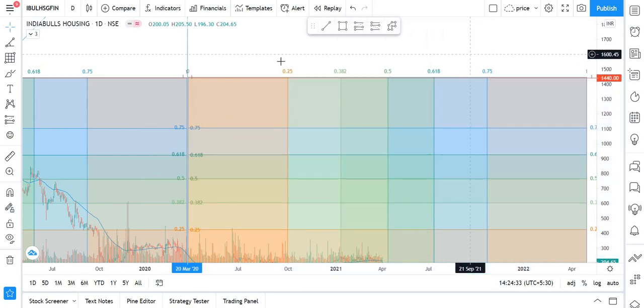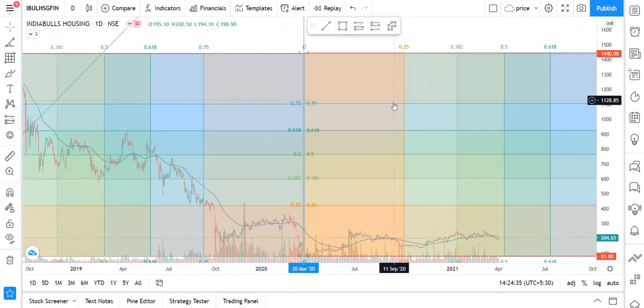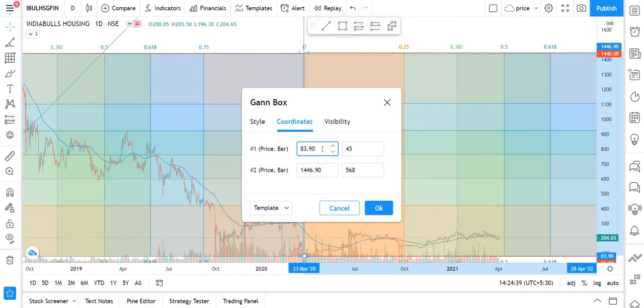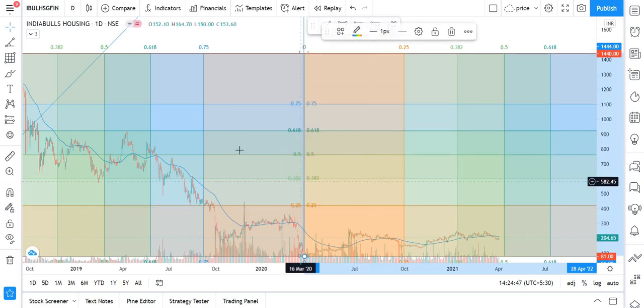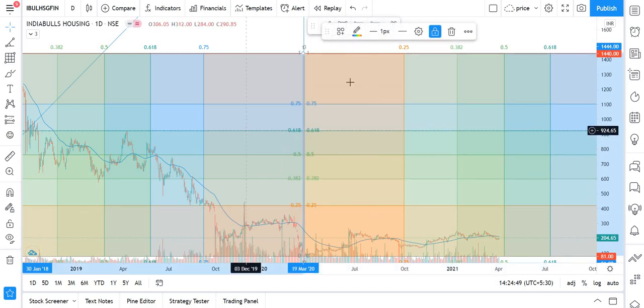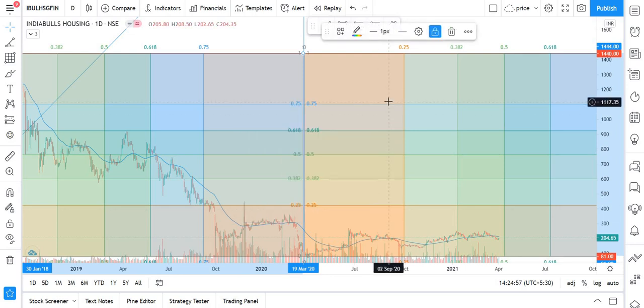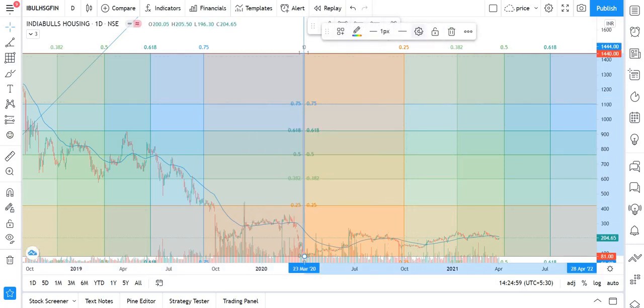Okay, now let's check the coordinates of this one. The price needs to be 81 and 1444. And here we'll check one more thing in this one. So the visibility 1484 and 41.